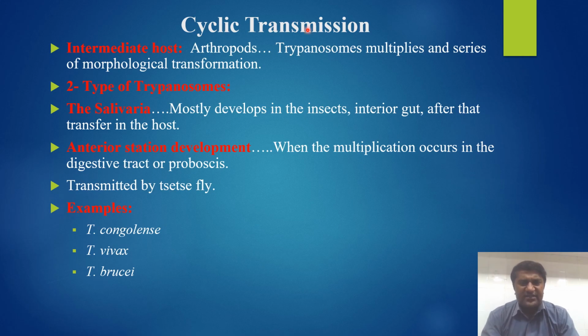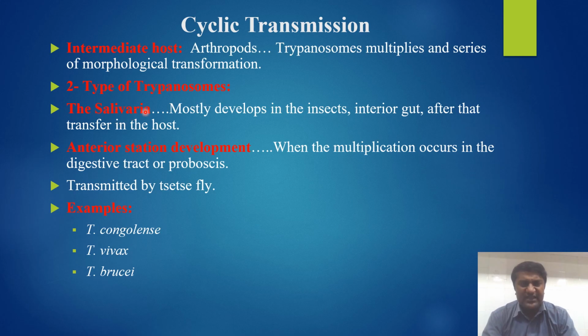The cyclic transmission. In cyclic transmission, the intermediate host is the arthropod. The trypanosomes multiply and a series of morphological transformations occur in the arthropods, and there are two types of trypanosome groups, the salivarian and stercorarian.